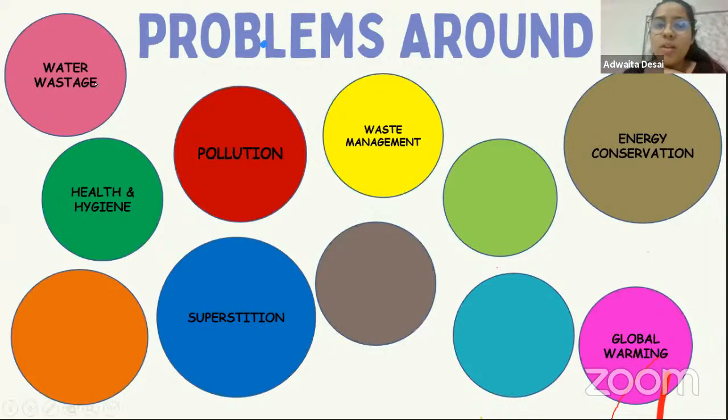There is something called as water wastage. Every day we take bath, every day we are using and washing different clothes. So that is why sometimes we waste a lot of water. We don't want to do that. Okay, so how can we reduce water wastage?